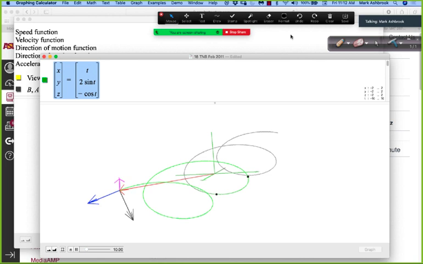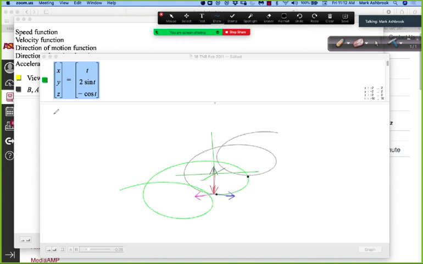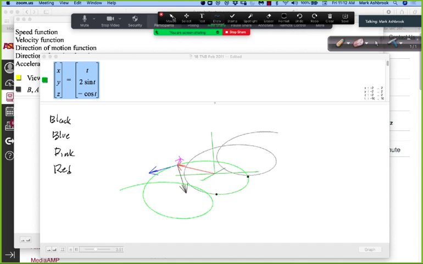I've got a red vector, black. So in alphabetical order here, we've got black, blue, pink, and red. Which is which, okay? So looking at this, what's the black vector? What's the blue vector? What's the pink vector? And what's the red vector, according to this conversation we just had?